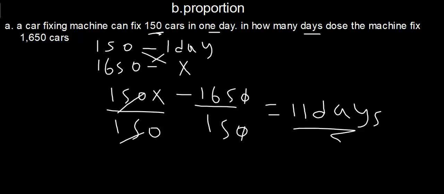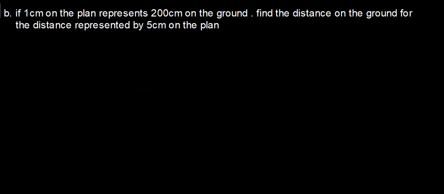Now let's do some other examples. It says that if 1 centimeter on the plan represents 200 centimeter on the ground, then find the distance on the ground for the distance represented by 5 centimeter on the plan. So I'm looking for the ground.